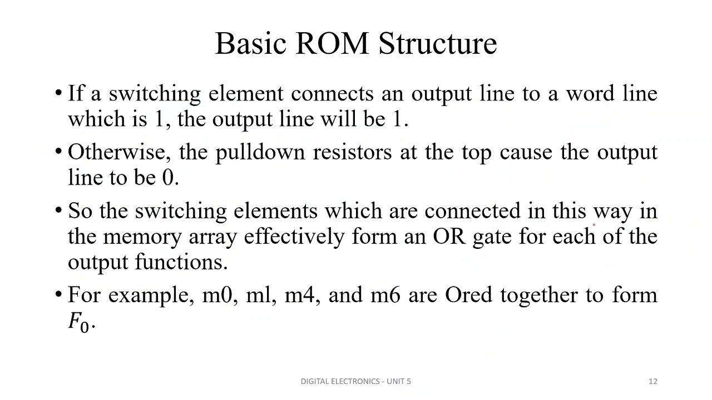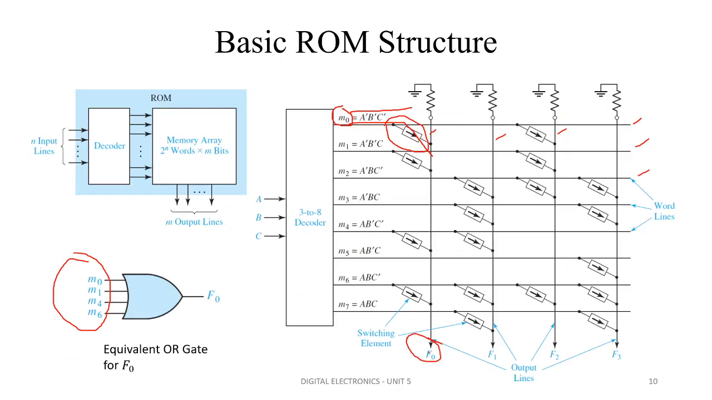With switching elements connected in this way, the memory array effectively forms an OR gate for each of the output functions. For example, if I want, M0, M1, M4, M6 are ORed together to form F0. See in this one, M0 is there, M1 is there, M4 is there, and M6 is there. All these are ORed to F0. This is nothing but my output line, and totally it is given to an OR gate. The equivalent is an OR gate, and it is given to F0.